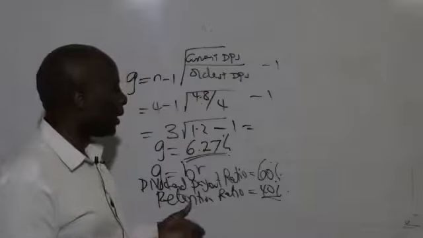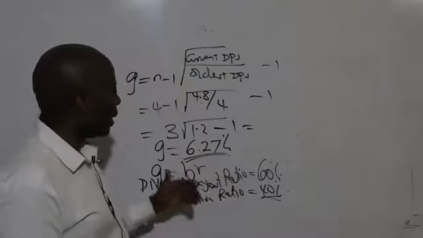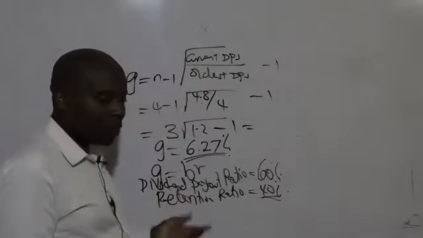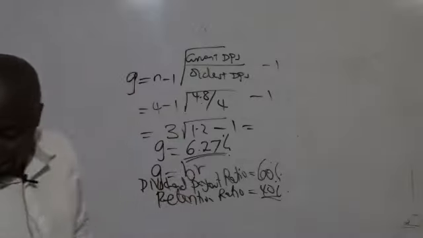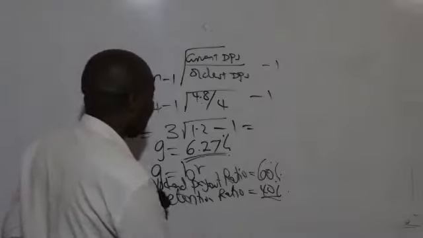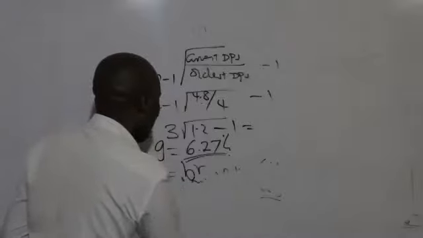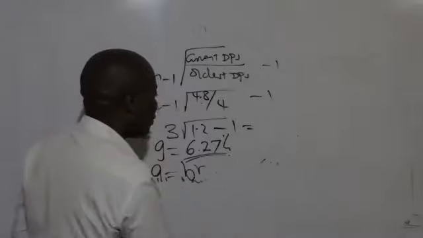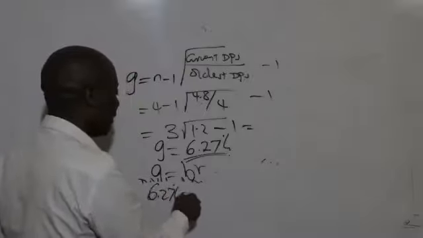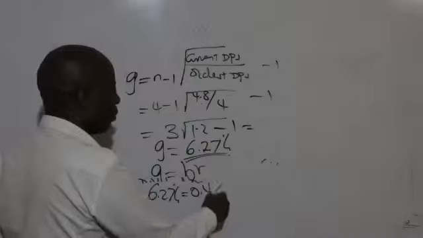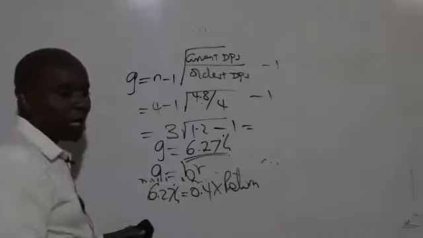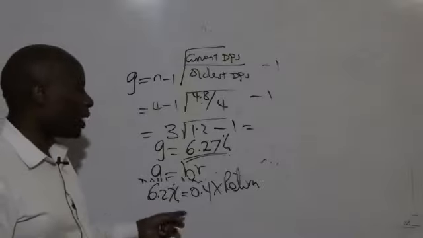Now, ladies and gentlemen, the moment I have this, I'll be able to go back to my formula. We are saying that G equals B times what here? G equals B times R. So we have our growth rate. The growth rate is the one that you gave me a figure of 6.27%, equals B of 0.4 times this R, which is our return. Could be return on assets in most cases, or return on equity.